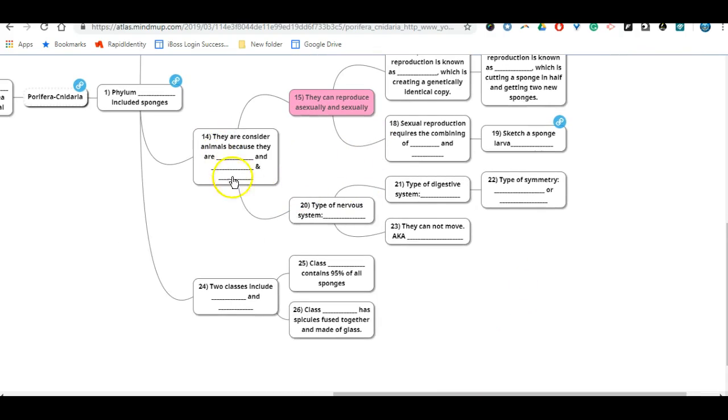Over here, coming off of number 14, why are they considered animals? What type of nervous system do they have? What type of digestive system do they have? What does it mean when they can't move? And then what is the type of symmetry? Again, all of it is in your notebook. I'm going to leave you to that.